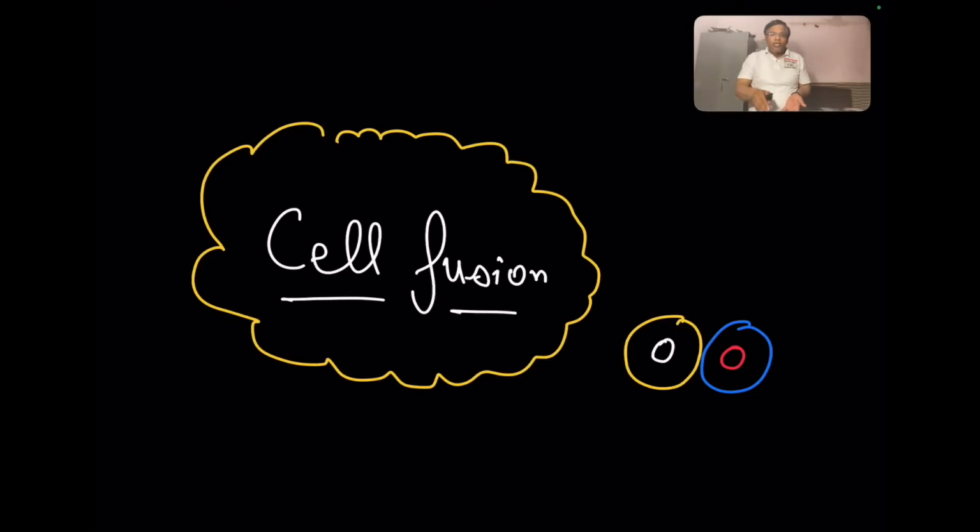Now here you must be knowing every cell is going to maintain its integrity. Every cell is going to have a plasma membrane. Some of the cells are going to have a cell wall, and each cell is not going to fuse. But within this video we are going to learn one fundamental concept, that is cell fusion.